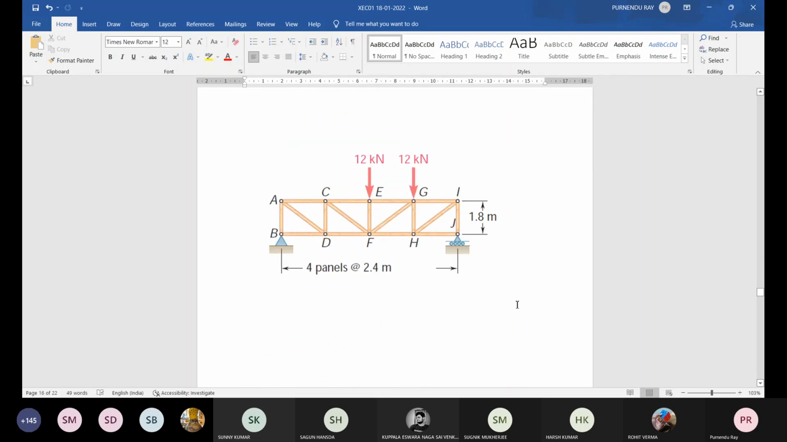Here is another one. Suppose we need to find out the force developed at this joint F. So for that, what you need to do?